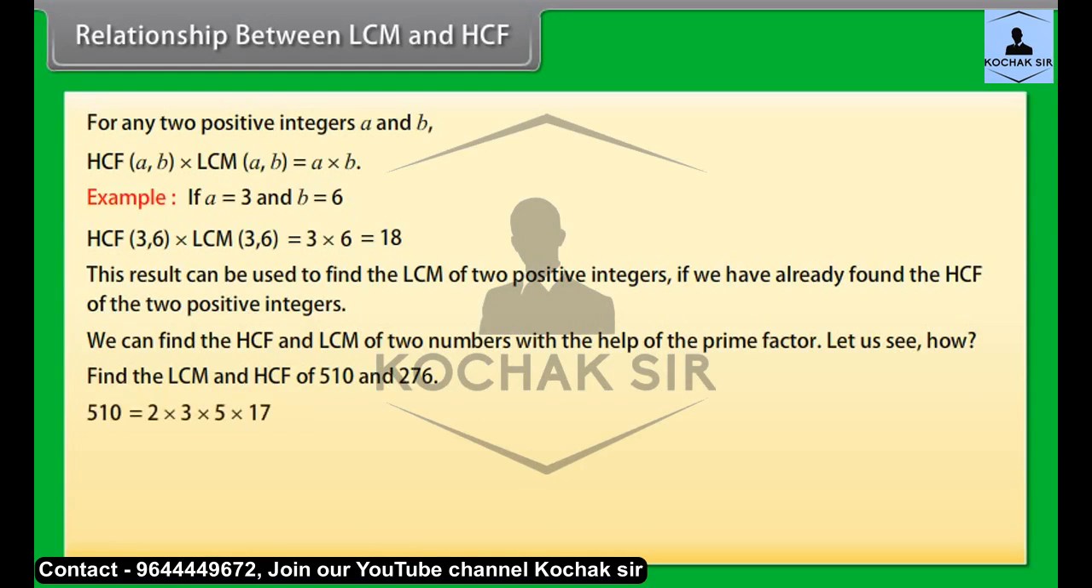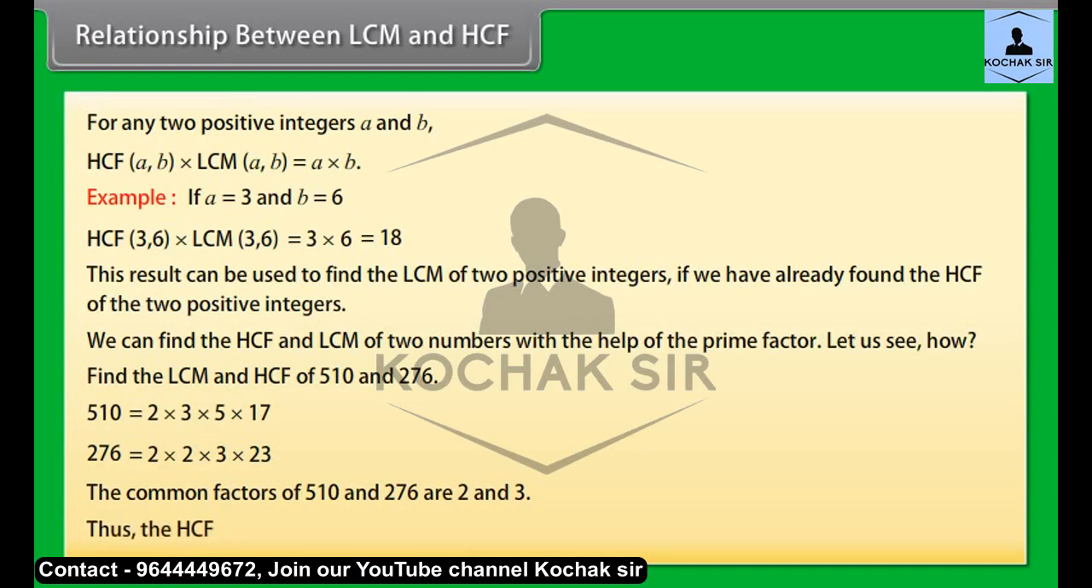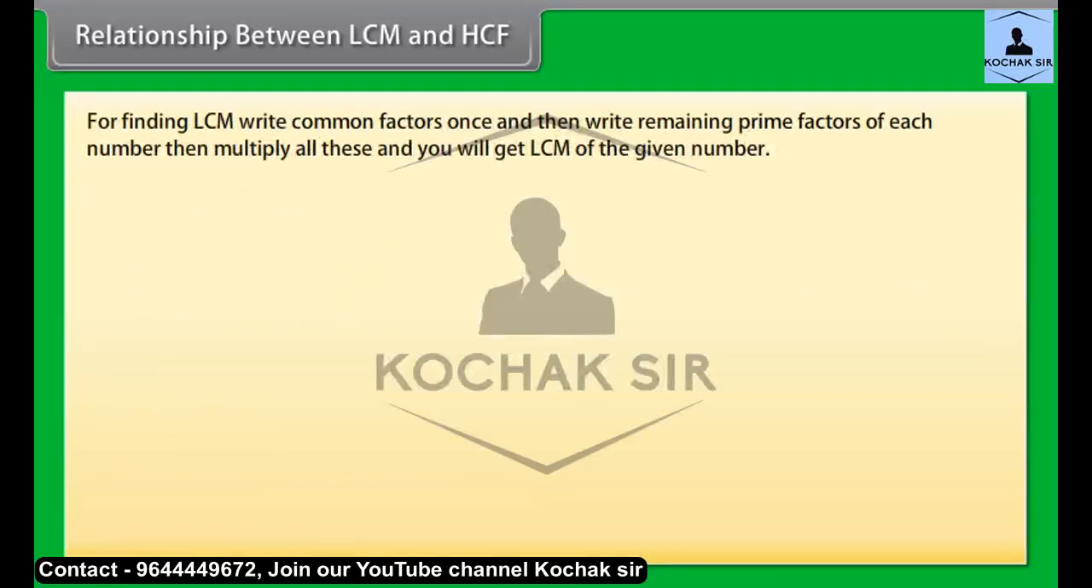510 is equal to 2 into 3 into 5 into 17. 276 is equal to 2 into 2 into 3 into 23. The common factors of 510 and 276 are 2 and 3. Thus, the HCF is equal to 2 into 3. For finding the LCM, write common factors once and then write the remaining prime factors of each number. Then multiply all these and you will get the LCM of the given numbers.